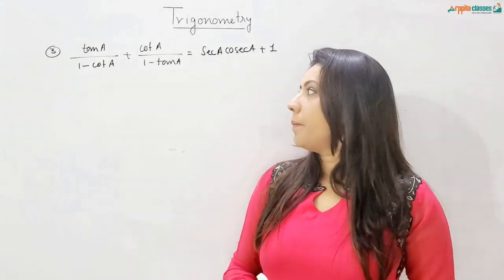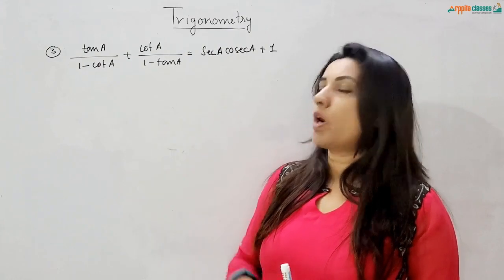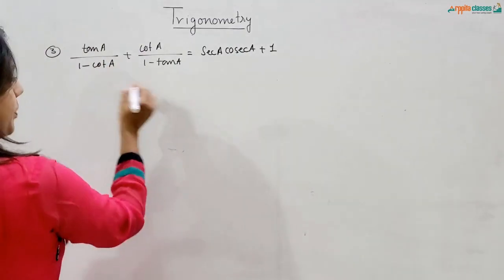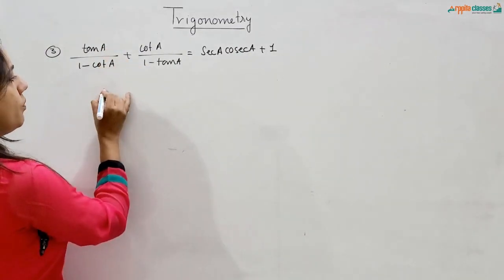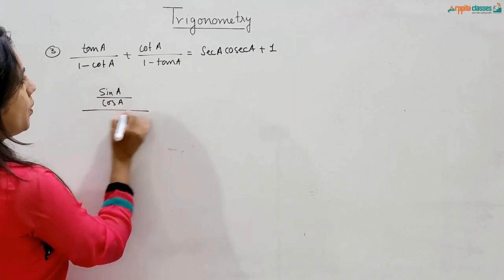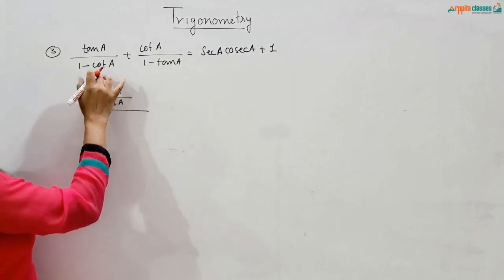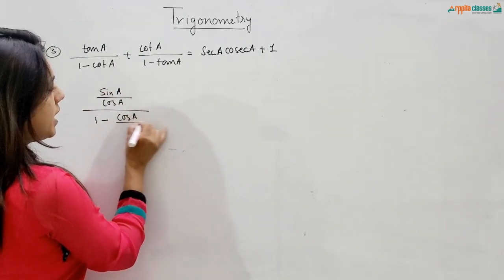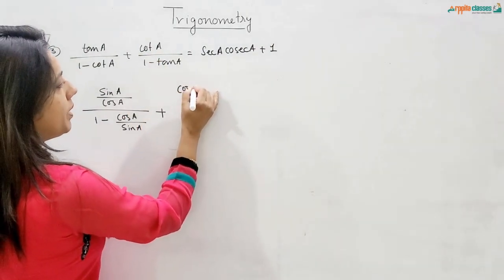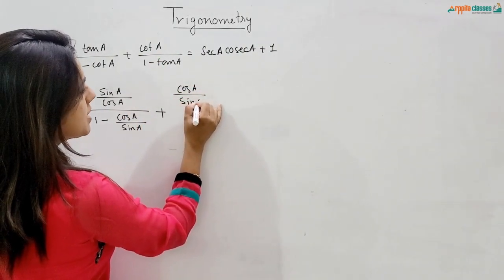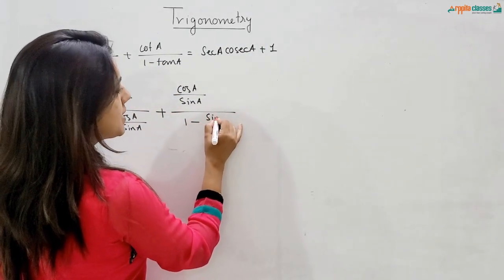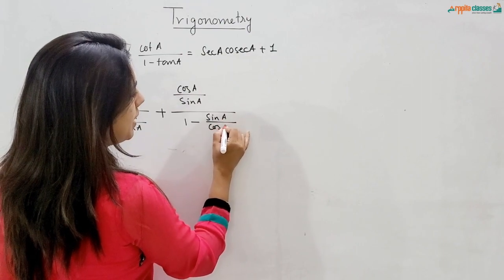Let's start with the next sum. Tan A upon 1 minus cot A plus cot A upon 1 minus tan A is equal to sec A cosec A plus 1. So I am processing the left hand side. In place of tan A, I am going to write sin A upon cos A upon 1 minus. In place of cot A, I am going to write cos A upon sin A, plus. Cot A could be written as cos A upon sin A divided by. In place of tan A, I am going to write sin A upon cos A.